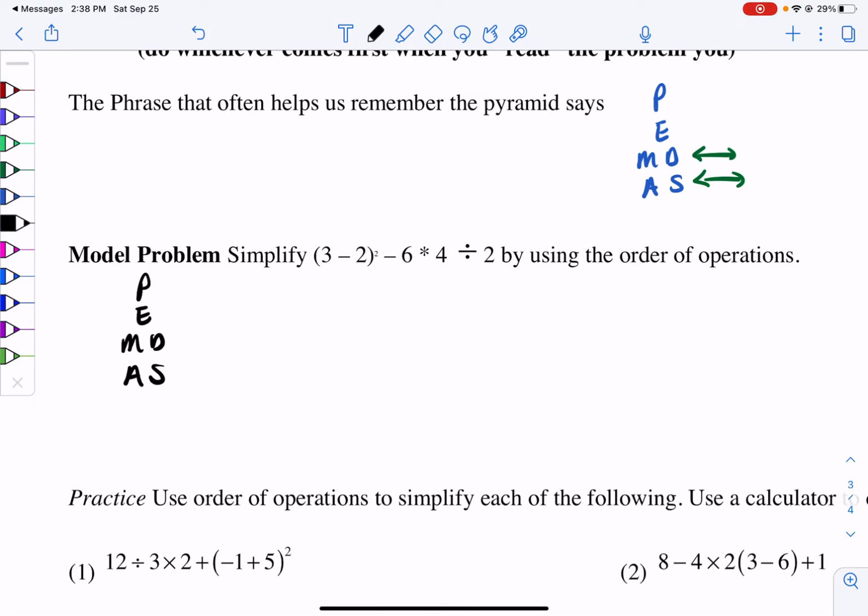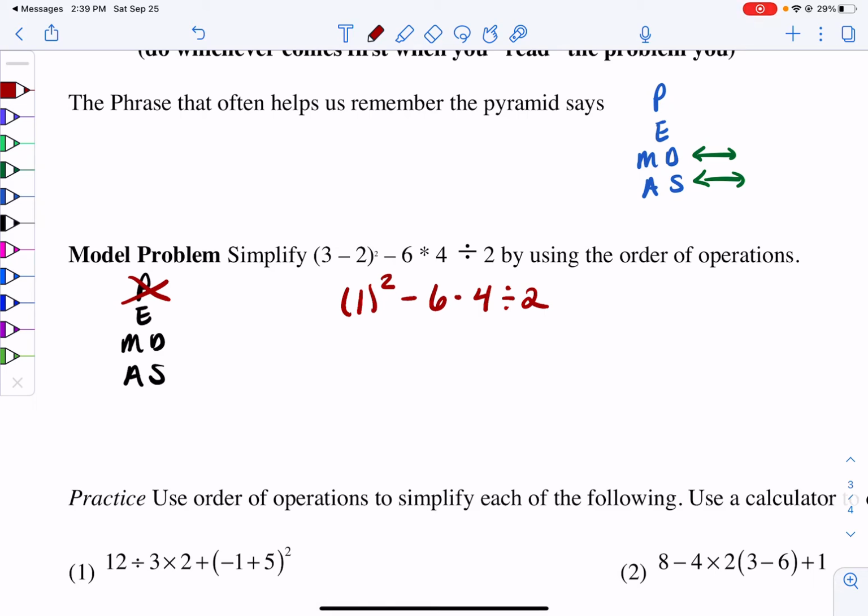If I look at this example, we need to go through this procedure. We need to ask ourselves, do we have parentheses? And if I look, I do have parentheses. In that parentheses, I have a 3 minus 2. So I have to ask myself, what is 3 minus 2? It is 1. So I'm doing 1 squared minus 6 times 4 divided by 2. So I finished my parentheses.